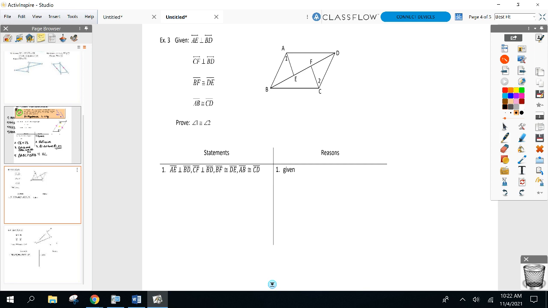CPCTC, correct. So what I'd like you to do in your group, let's go, try to prove the triangles congruent. So you can say 1 and 2 are congruent by CPCTC. I'll walk around just listening and seeing what you're writing.